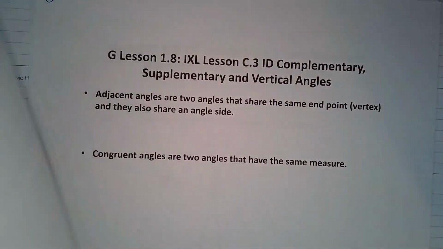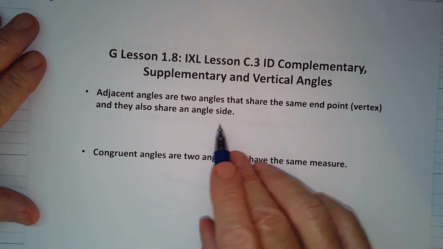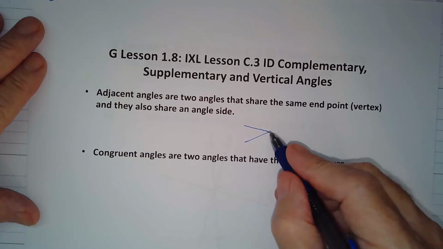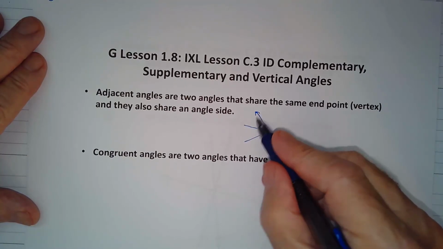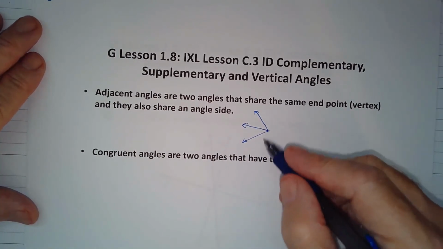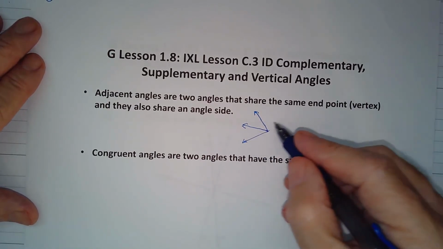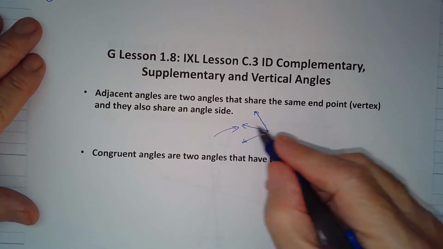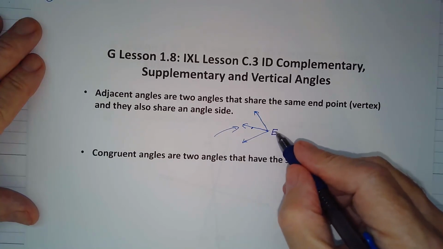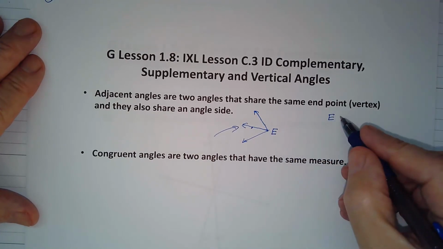And so now we're going to go on and I'm going to show you what adjacent angles are. Those are two angles that share the same endpoint, but they also share an angle side. So let's just say I've got, so here you've got two different angles. Now, they aren't meant to be the same measure. They're just two angles. And so you'll notice they share an adjacent side. This is the adjacent side. So we'll call this E over here for endpoint. Notice they both share the same endpoint. So E is the vertex of these two angles.